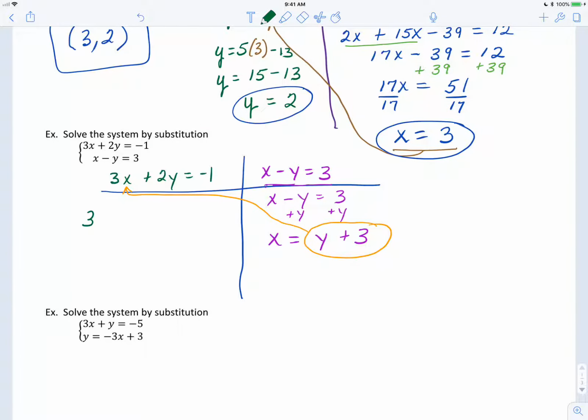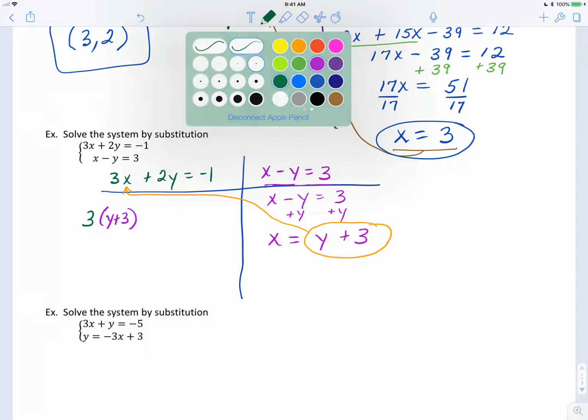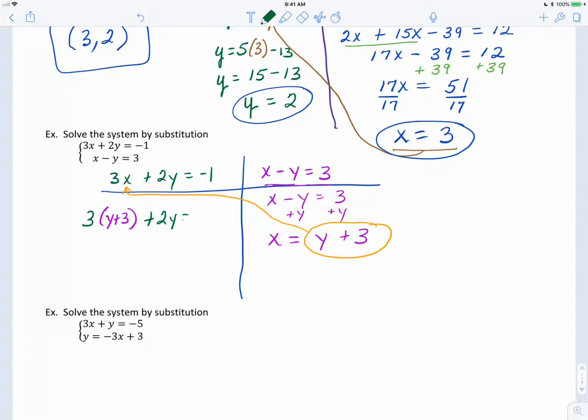So 3 times our x, which is y plus 3, plus 2y is equal to -1. So let's solve for that. Distribute: 3y plus 9 plus 2y is equal to -1. Let's combine our like terms on this side. That gives us 5y plus 9 is equal to -1.